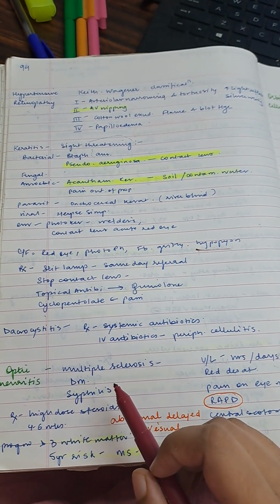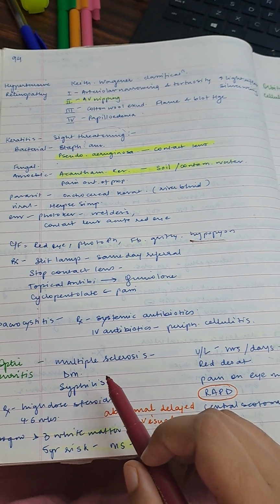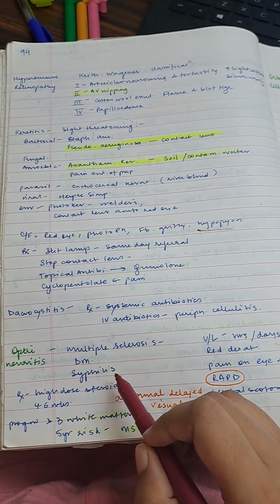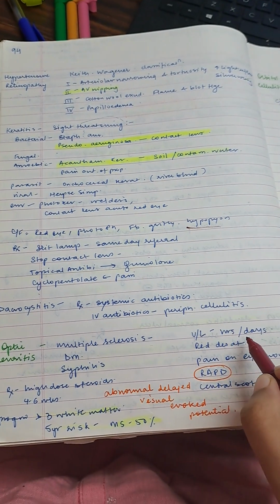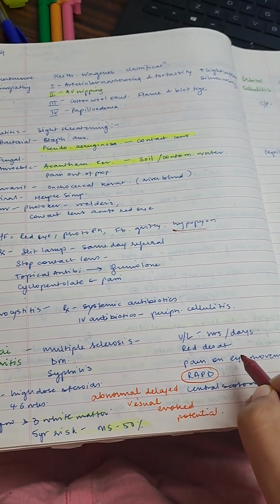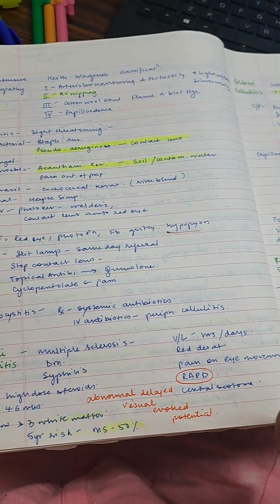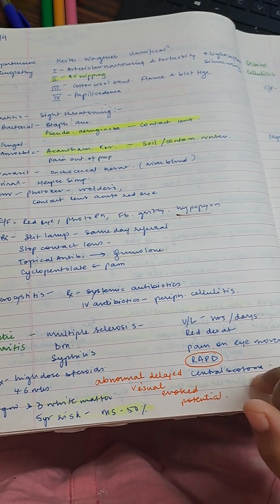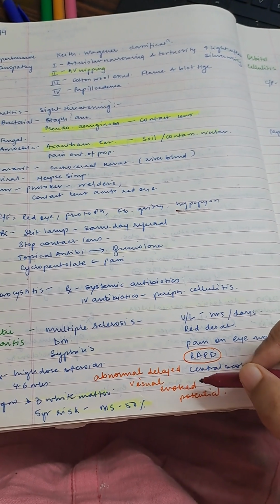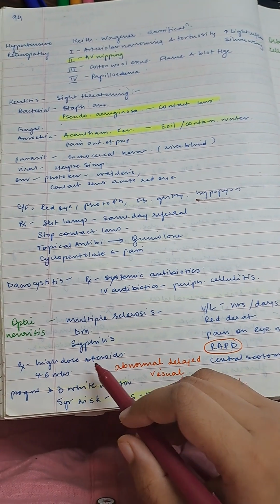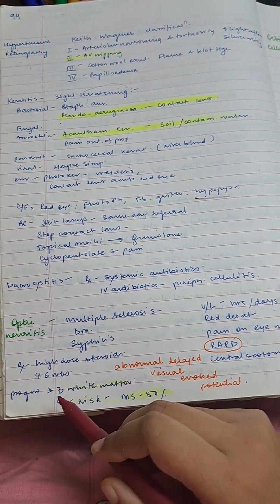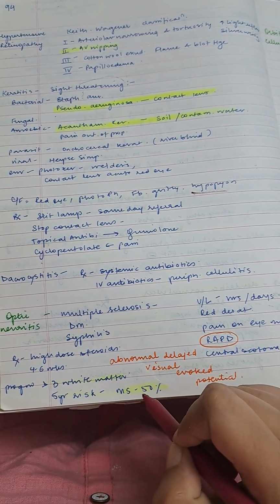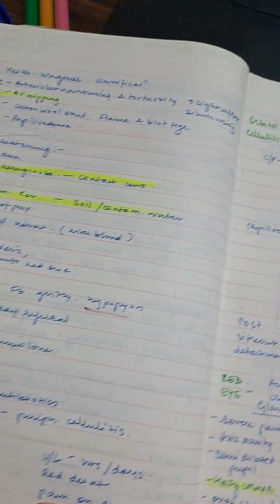Optic neuritis: multiple sclerosis, diabetes and syphilis. Now, unilateral, hours to 2 days, red desaturation, pain on eye movement, relative afferent pupillary defect, central scotoma, abnormal delayed visually evoked potential. Treatment: high dose steroids for 4 to 6 weeks. Prognosis: more than 3 white matter lesions, 5 year risk of multiple sclerosis 50%.